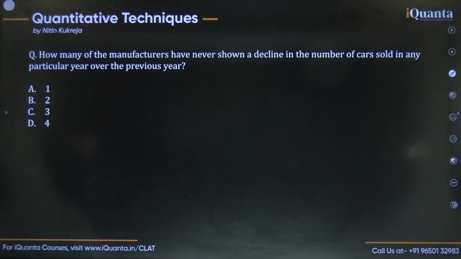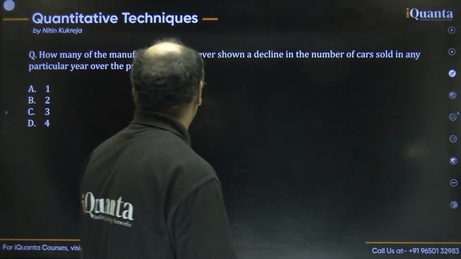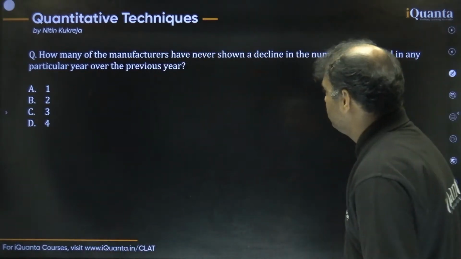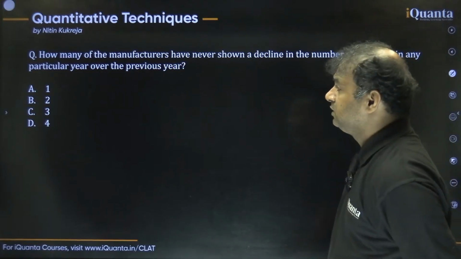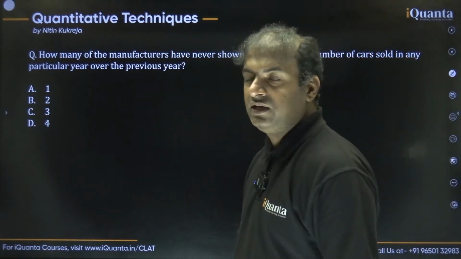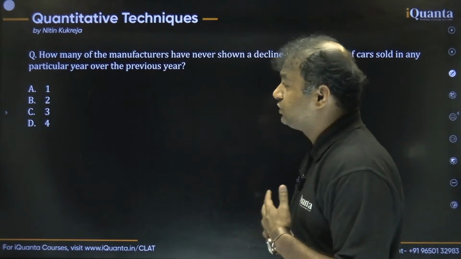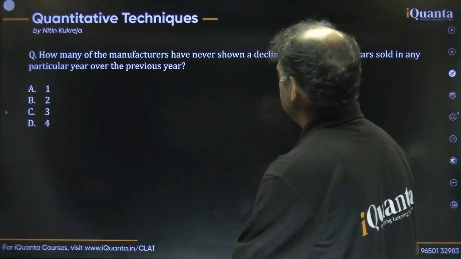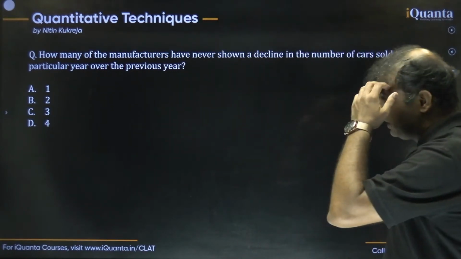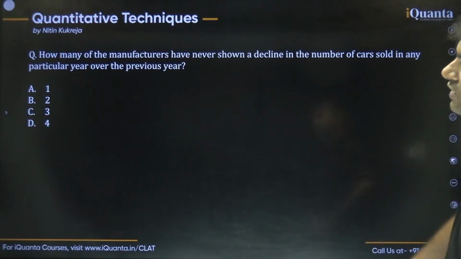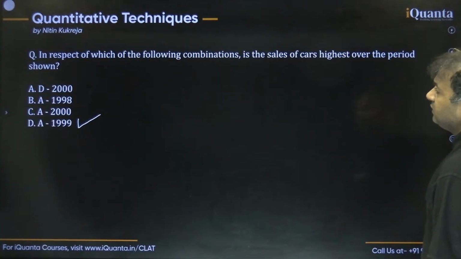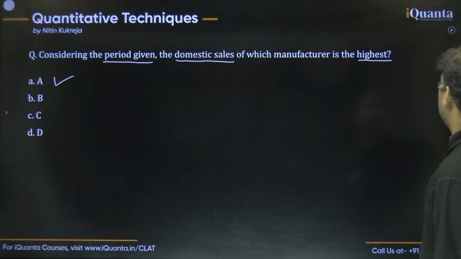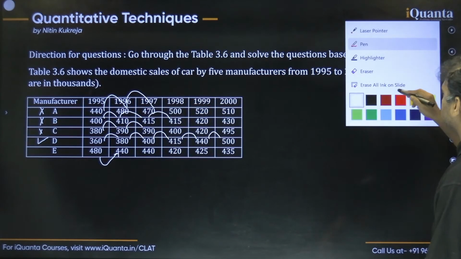This is also easy, by the way. The question says: how many of the manufacturers have never shown a decline in the number of cars sold in any particular year over the previous year, right? How many of the manufacturers have never shown a decline? We have to find out how many manufacturers have never shown a decline in the whole period which we are given, all right? So let's look at all the manufacturers one by one, right? This time we have to count how many manufacturers have never shown a decline, all right?